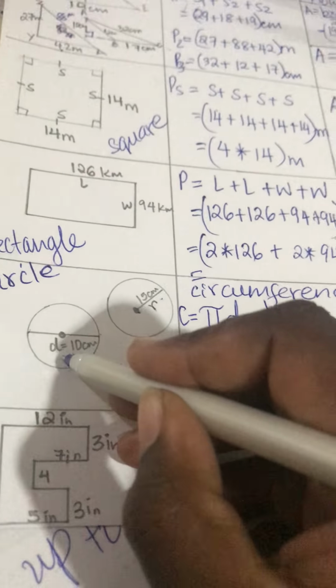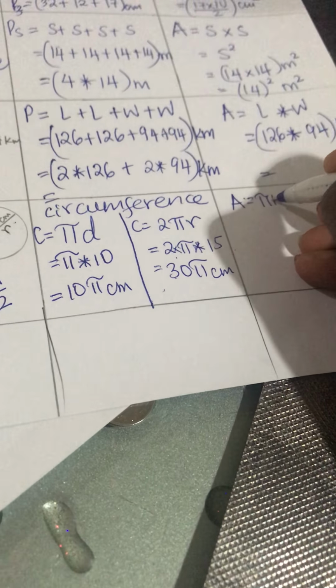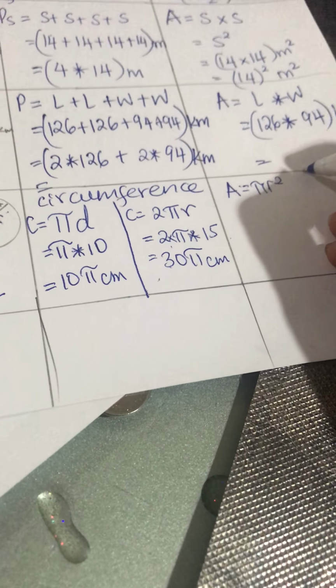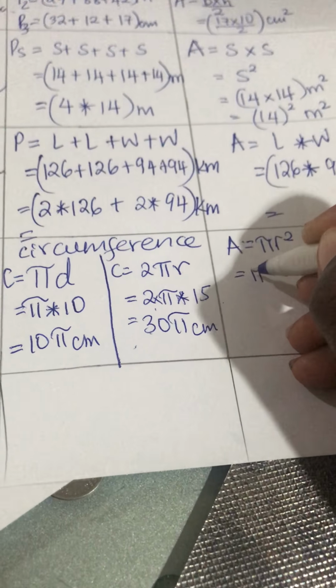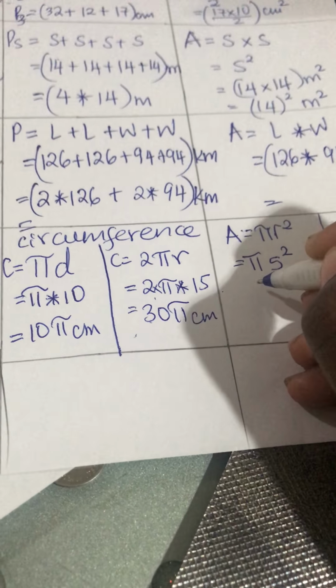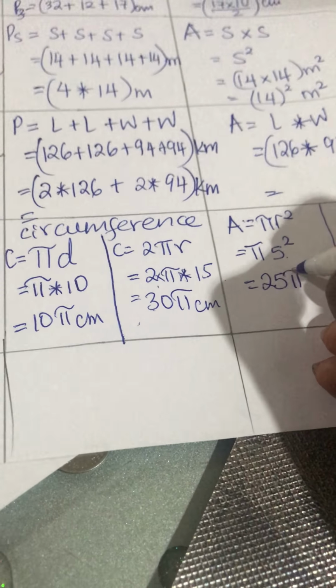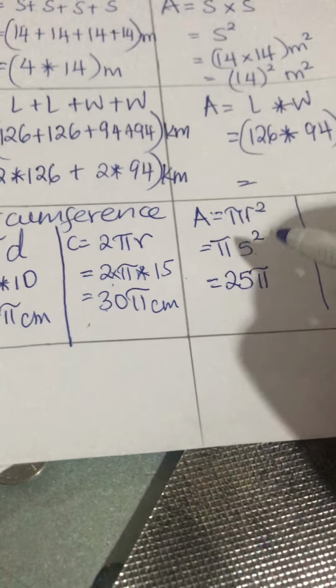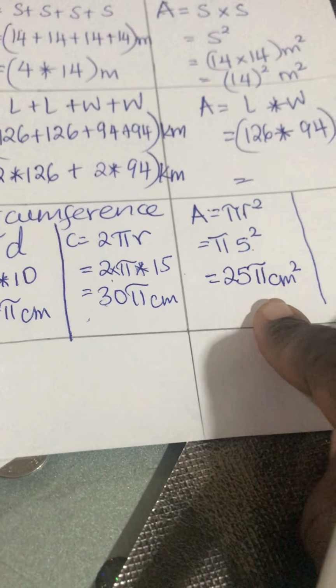So for this circle, we will do pi r squared. My r is 10 divided by 2, which is 5. So pi 5 squared, which is 5 squared is 25. And then pi, and my unit, 25 pi centimeters squared.